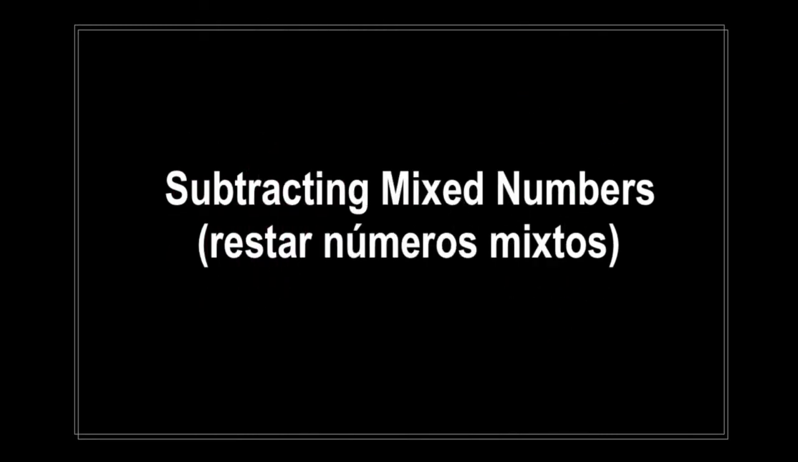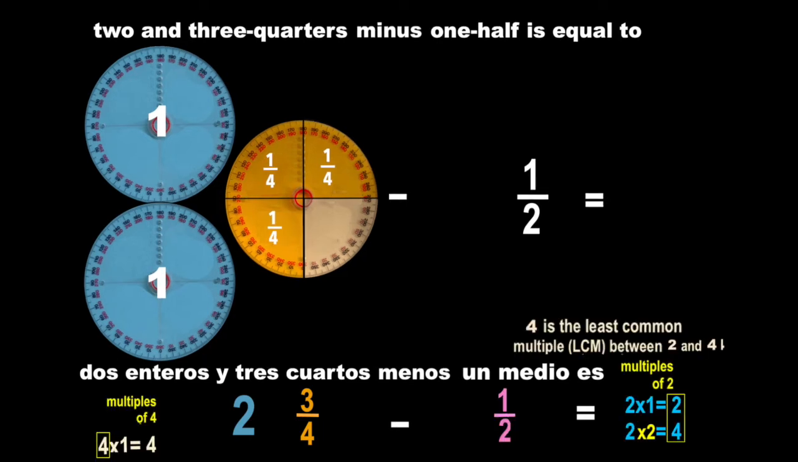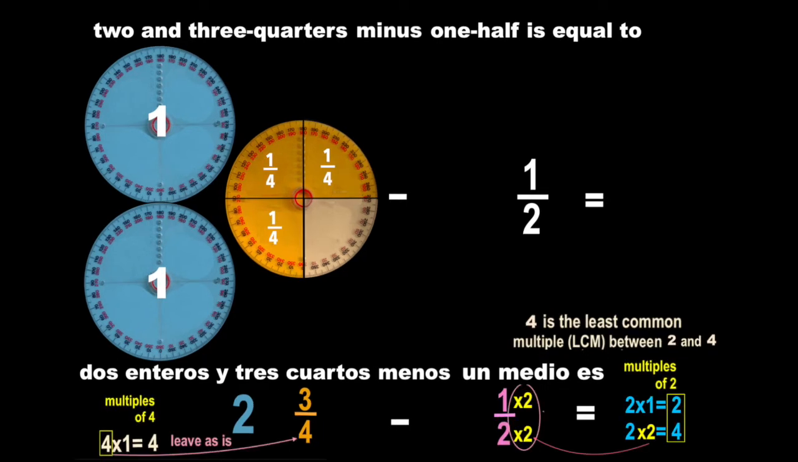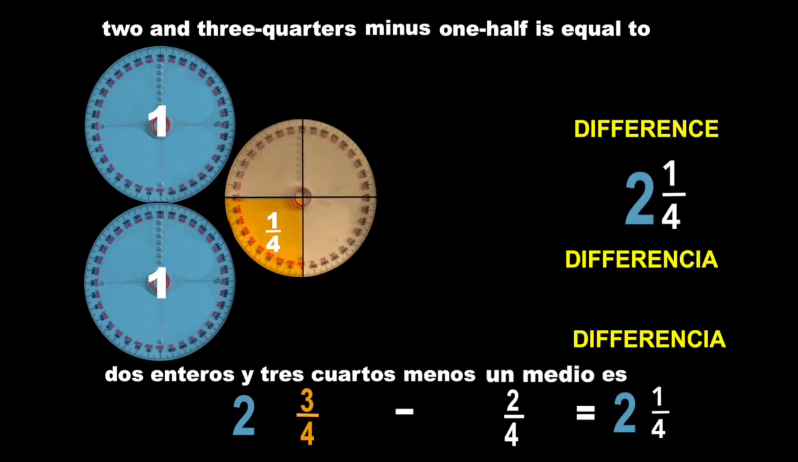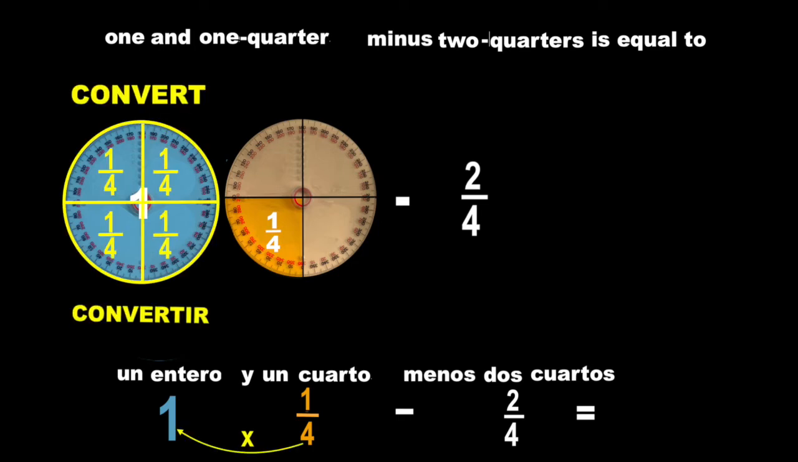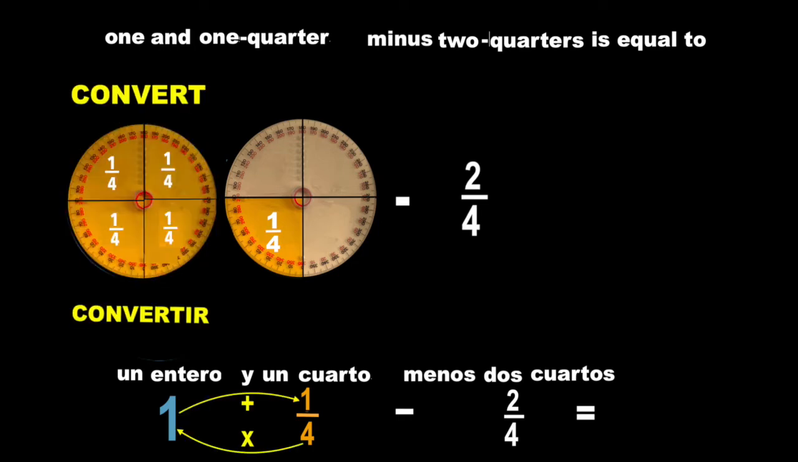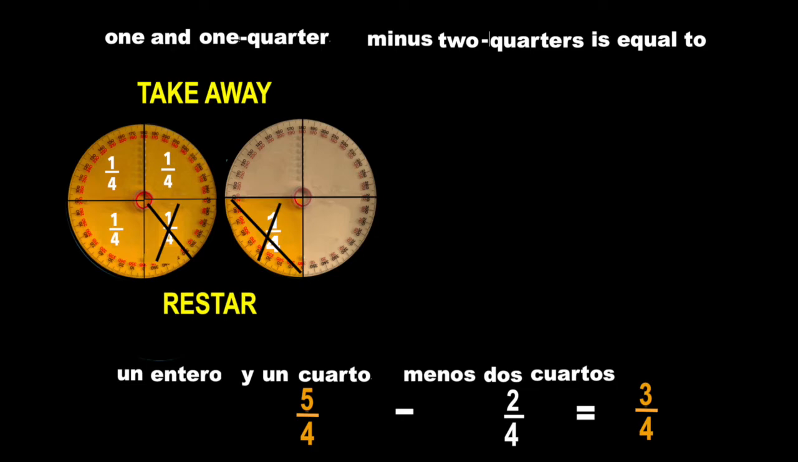Subtracting mixed numbers. 2 and 3/4 minus 1/2. List the multiples of 4 and 2. Multiply 1/2 by 2/2, which converts to 2/4. Take away 2/4, a difference of 2 and 1/4. 1 and 1/4 minus 2/4. Convert 1 whole into 4/4. 4/4 plus 1/4 for a total of 5/4. Take away 2/4, a difference of 3/4.